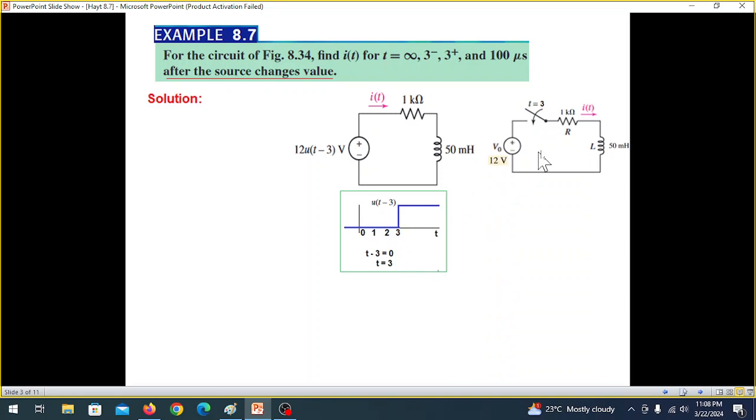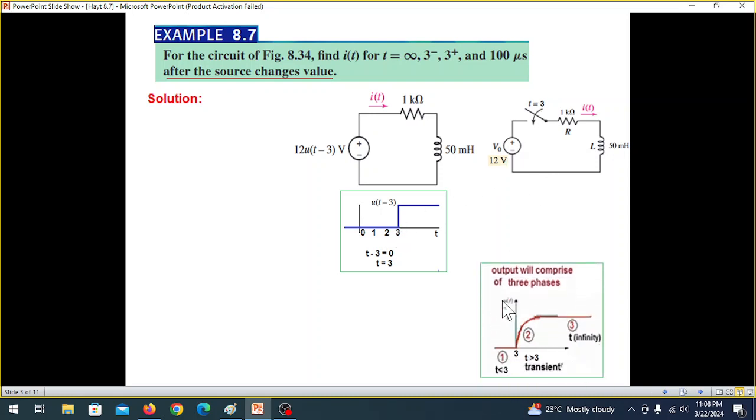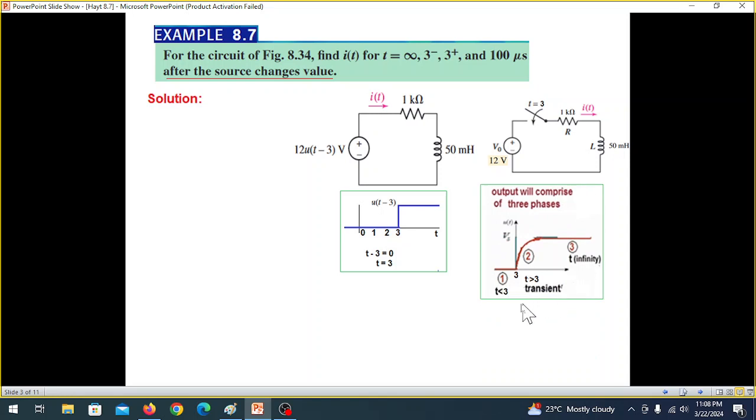It is just like this, the same circuit, where we have a 12 volt source and the switch is now closed at t equal to 3. Because of this, it is closing at t equal to 3. One more thing, as we have discussed, this point was 0 earlier in the previous slide, but now it is at 3. Because of this, it will change at 3. For t less than 3, it will be steady state, and after t greater than 3, again it will be steady state.